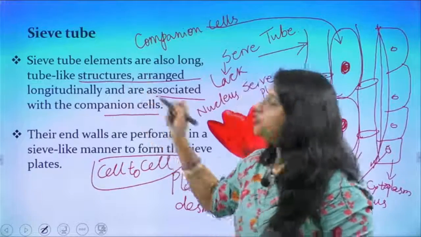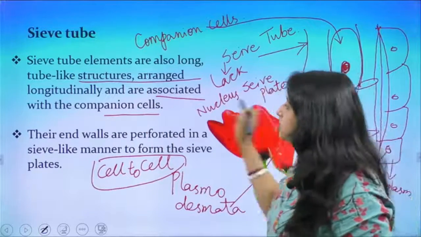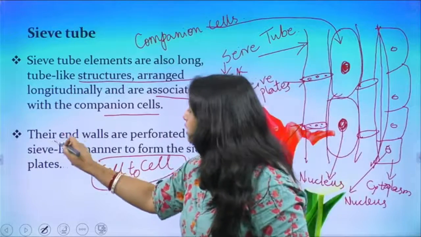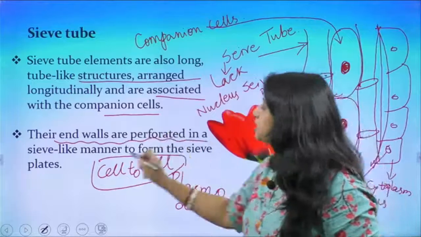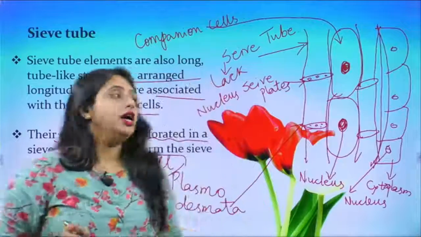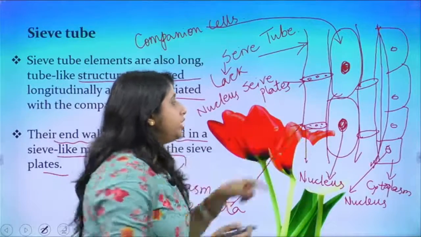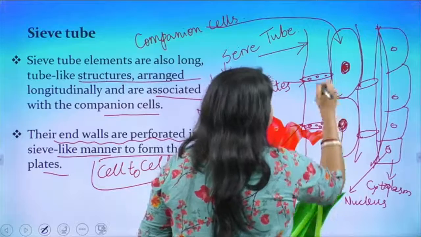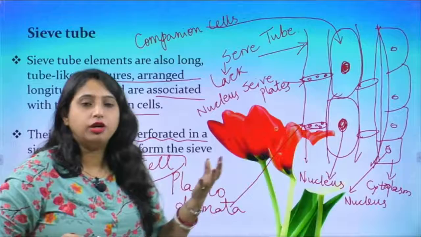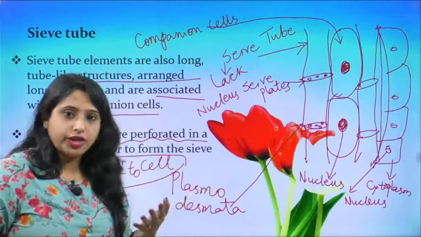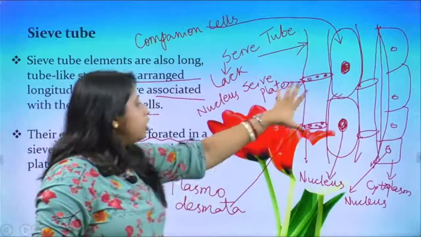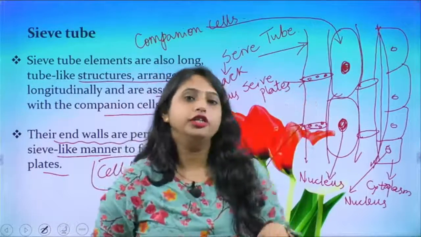So as you can see, now you can understand the definition. So companion cell, it is associated in between your sieve tube. So their end walls are perforated in a sieve-like manner to form the sieve plates. So see here, you can see the various pores, right? That is, they are perforated. For what is it? It is for transportation of various minerals, okay? Transportation, for communication, for getting the food and nutrition, okay? So for transportation, they have got sieve plates in the sieve tube.